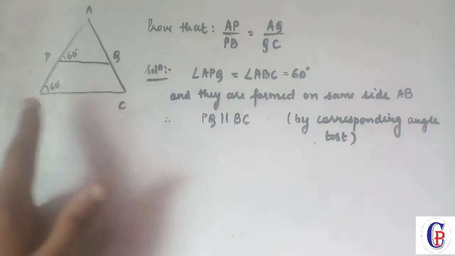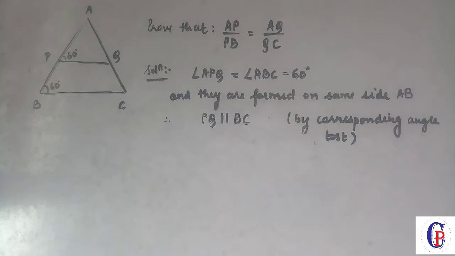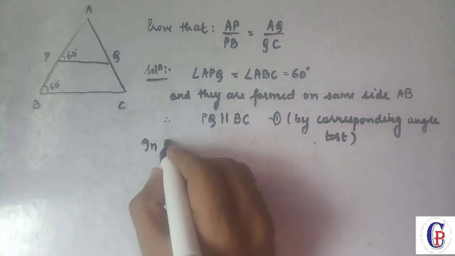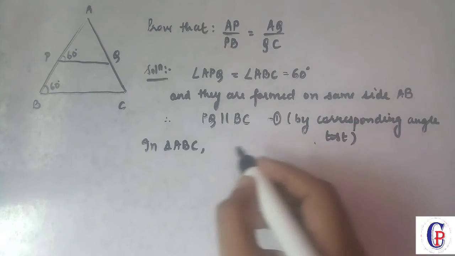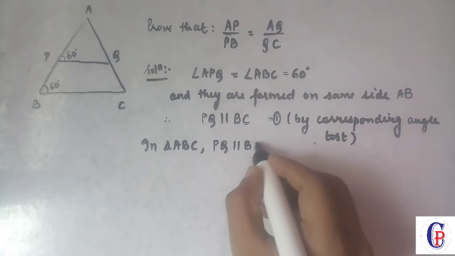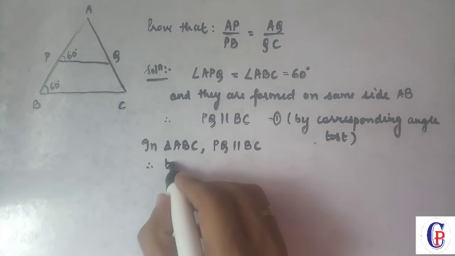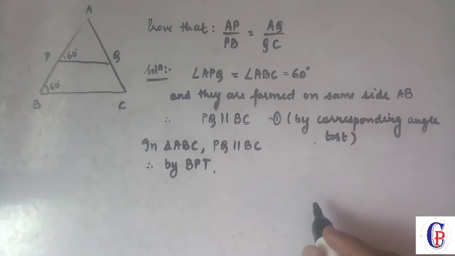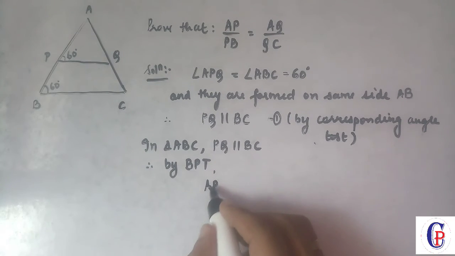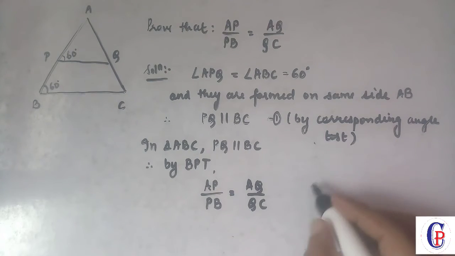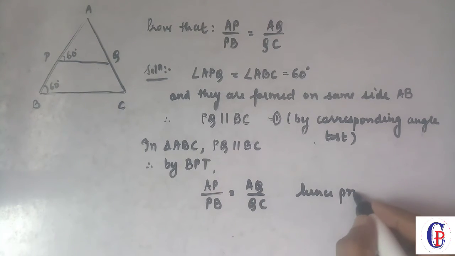Okay, so PQ is parallel to BC. Once you get PQ parallel to BC, let us say this is 1. Now in triangle ABC, we have already proved that PQ is parallel to BC. So therefore by BPT, that is the basic proportionality theorem, we can say that AP upon PB is equal to AQ upon QC, hence proved.